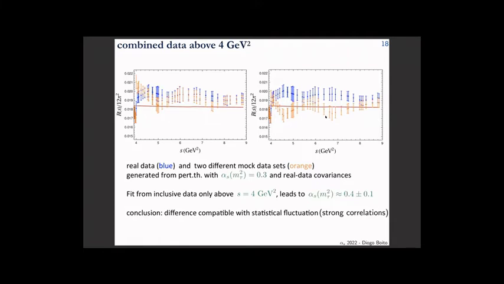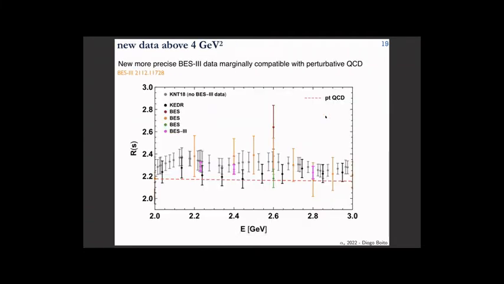But at the moment, it's a little bit inconclusive because you go there and you don't get much information. So this is a small update of the situation. The small update is that now there is BES3 data that appeared in December. So of course, none of this is included in any of the results. This is very new. The gray dots are the data that we used in our paper, this modified KNT data set. And in magenta, you have the new data from BES3.